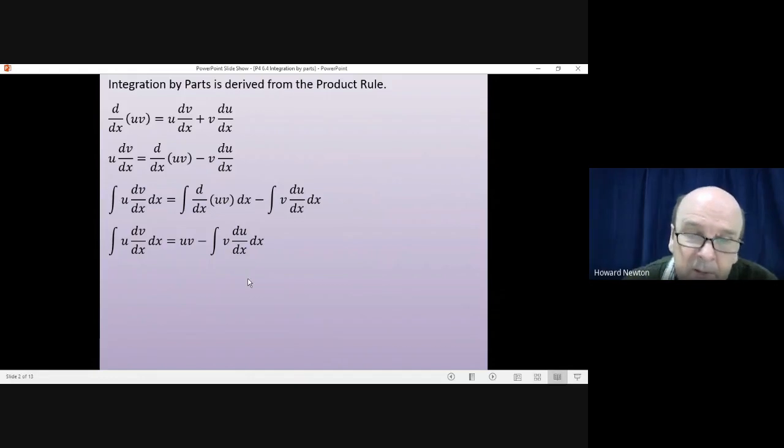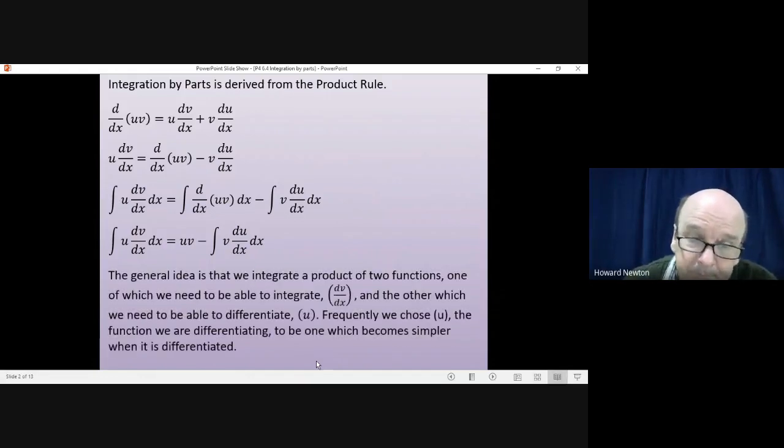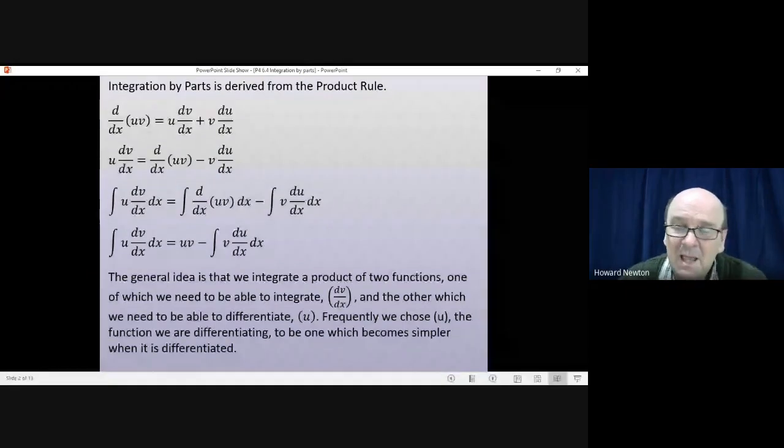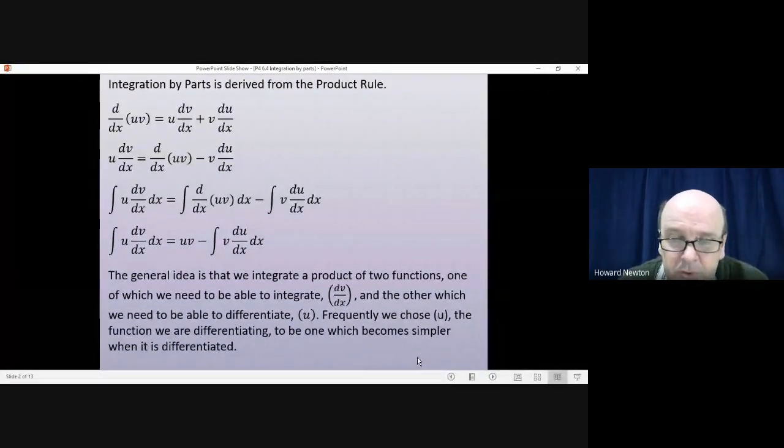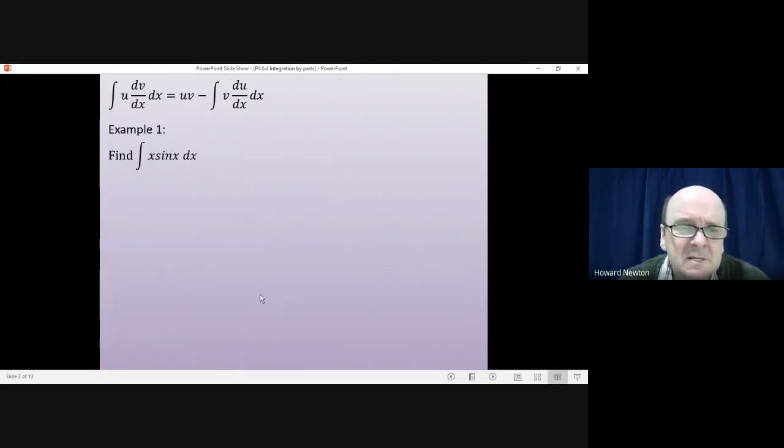It's the formula that you will have to use. The general idea is that we're integrating the product of two functions, one of which we're going to need to be able to integrate. That one will be dv by dx, and the other of which we need to be able to differentiate, and that'll be u. And frequently, we choose u, the function that we're differentiating, to be the one which becomes simpler when it is differentiated. Now let's have a look at how this works out in an example.